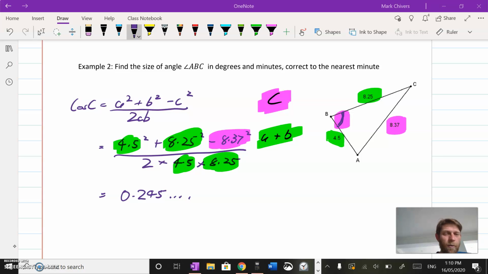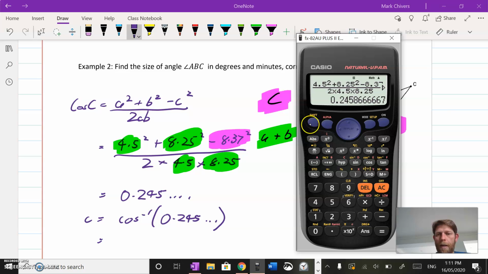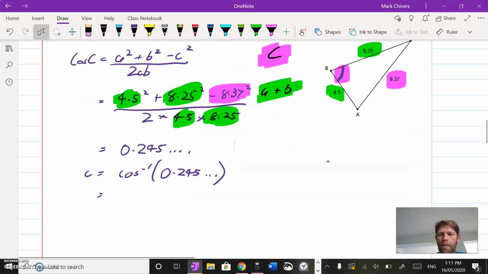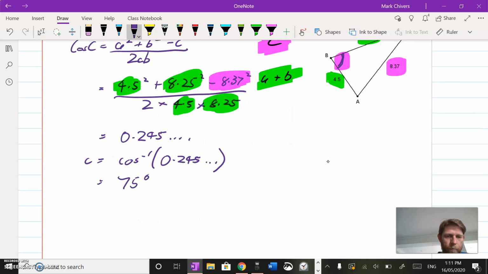Of course, remember, we want the angle. That doesn't look like a likely angle. In order to find C, we're going to have to go cos to the minus 1 of 0.245 dot, dot, dot. The best way to put that in the calculator is go shift and cos of the answer. And there we go, that's 75.76, but this question asks for degrees and minutes. So press the degrees, minutes, seconds button. So 75 degrees, 46 minutes and 1 second. That 1 second's not going to round us up any, so 75 degrees, 46 minutes. And that's that one solved.